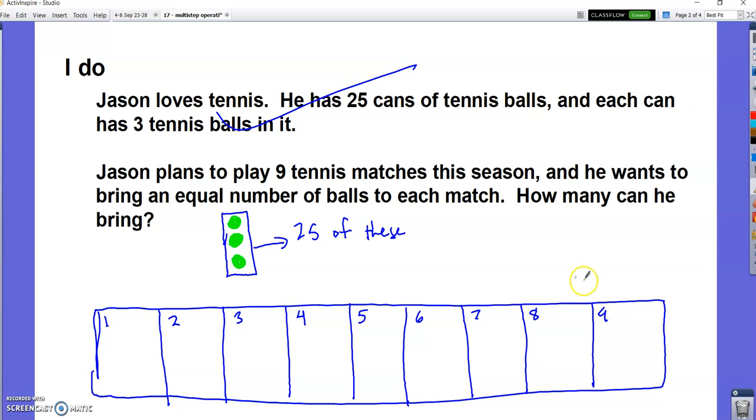And, well, let's see. How many can he bring? He wants to bring an equal number of balls to each match. So he's got 25 of these cans and 9 matches. So let's see. If I put 1 can in each box, that's 9 of the cans. 1 can, 1 can, 1 can, 1 can.